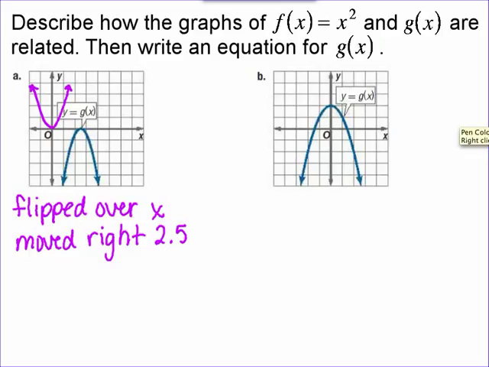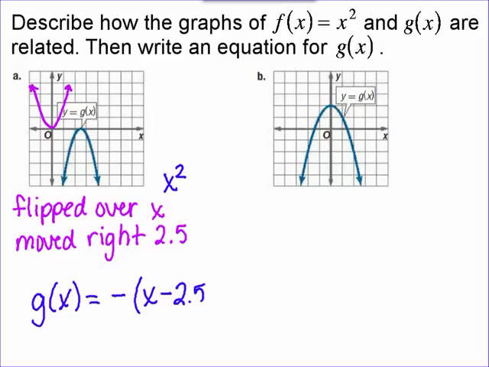So first of all, I know my equation is going to be g of x equals. Now, I flip it over the x, so when I flip it over the x, that means I just negate the whole thing. Negative. And so now I need to figure out how to move right. My original equation is x squared. To move right, I'm going to do x minus 2.5, squared.